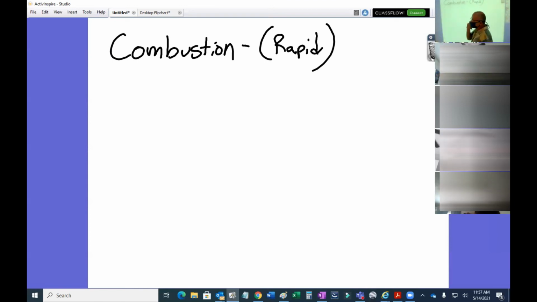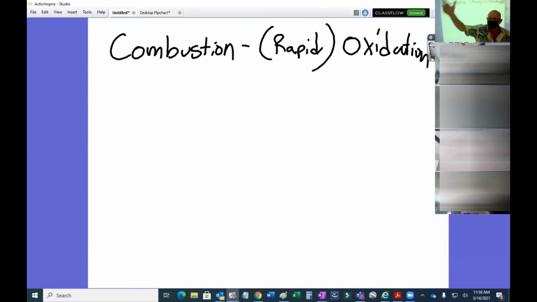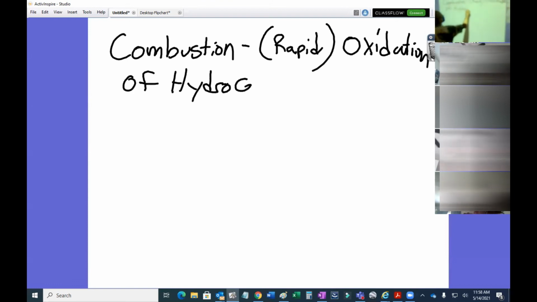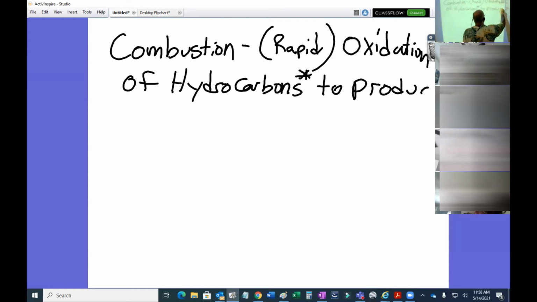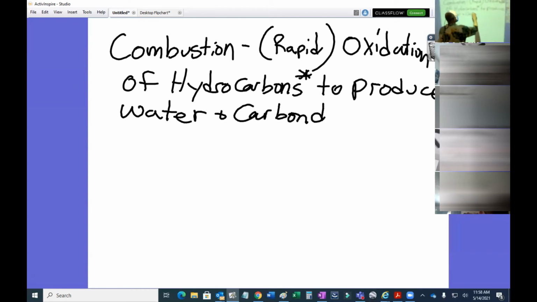So combustion, and the reason I bring that up is, in a sense, our body is undergoing combustion slowly using enzymes, catalysts, to do the combustion slowly at lower temperatures. But I put rapid in parentheses. The rapid oxidation, remember oxidation, traditionally combining it with oxygen, so that the thing that's being combusted is losing electrons, whereas the oxygen is gaining electrons. Oxidation, the rapid oxidation of hydrocarbons, asterisk up here, hydrocarbons, to produce water and carbon dioxide. This is very important that you understand what the definition is here. This is kind of an old school definition.